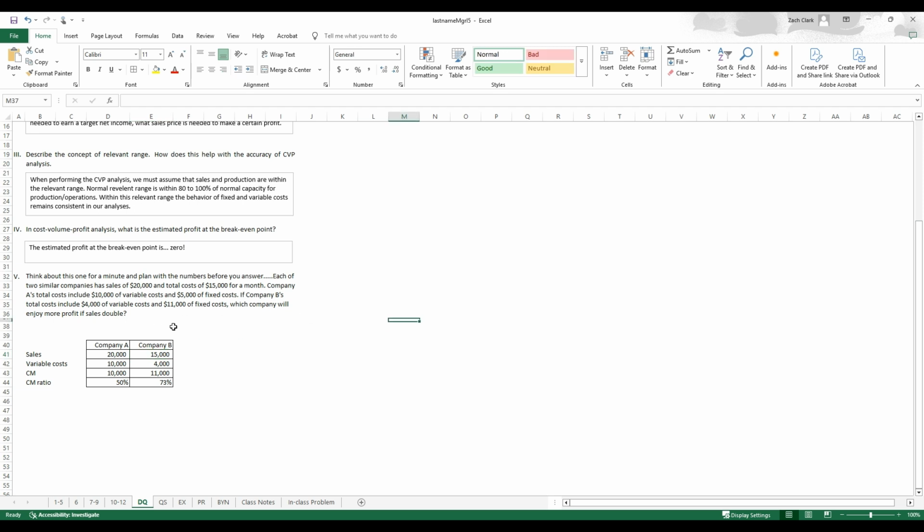Let me check my numbers and make sure I got these in right. So each of two similar companies has sales of 20,000 and total costs of 15,000 per month. So the same total costs, but company A includes 10,000 variable. Company B includes 4,000 variable. Okay, there we go.